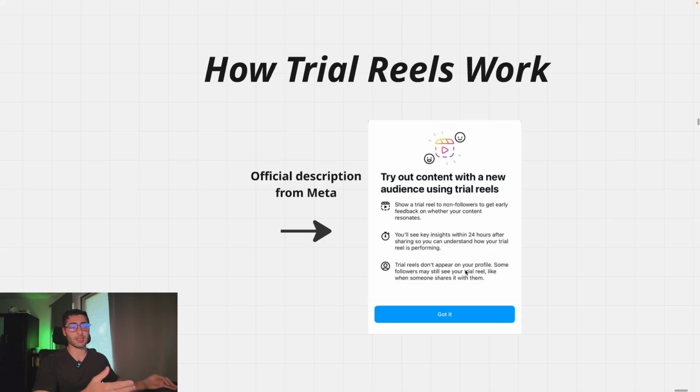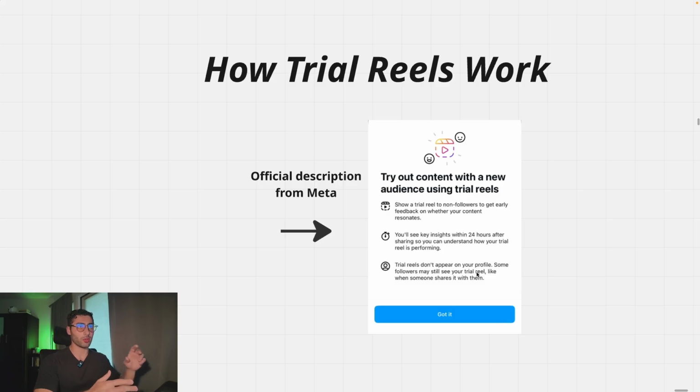So essentially what this is saying here is, by nature, when you post a trial reel, your followers won't see them. But for example, in some odd circumstance that someone else sees the video, like a non-follower of yours, and then sends it to one of your followers, then in that case, they will be able to see it, okay? So by nature, they won't be able to see it, but in circumstances like this, then of course they could see it.